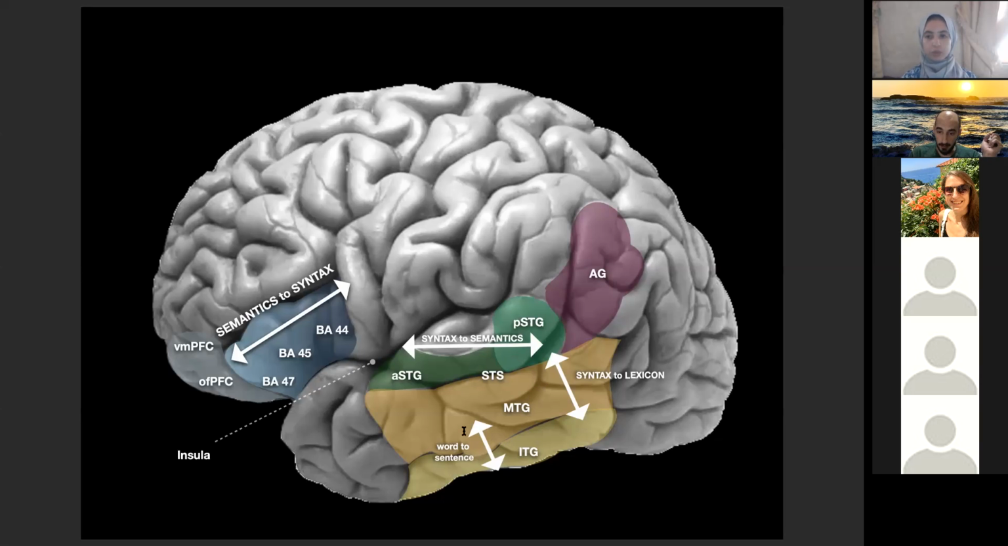But then again, if you just focus on your temporal cortex, if you move from MTG to ITG, again, in functional imaging studies, you would find this area more active for sentence processing rather than single word processing. Whereas this area would be more active for single word processing rather than sentence processing, okay? So another gradient from word to sentence.